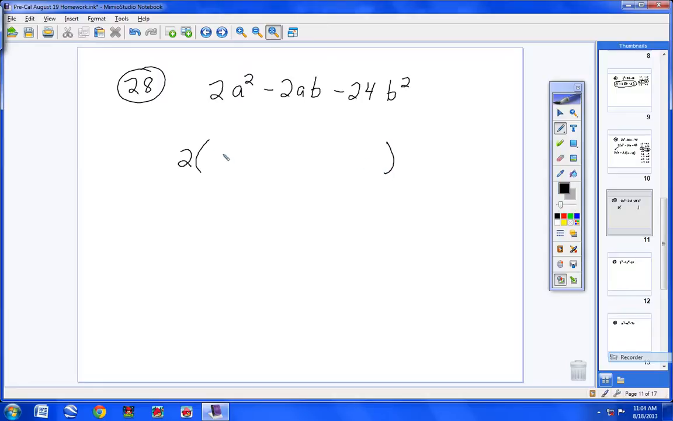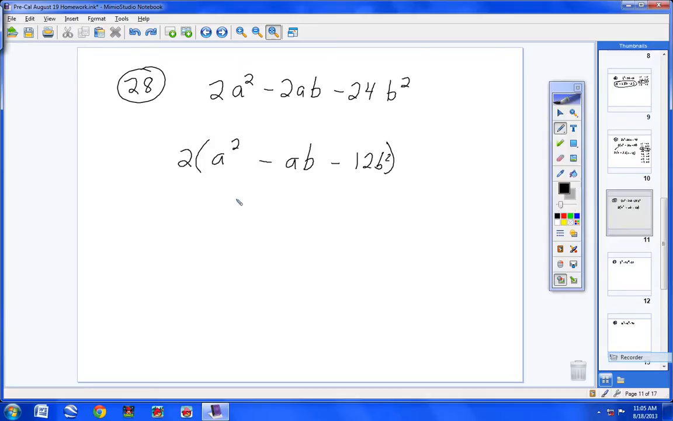So 2 times, I'm going to put an A squared here. 2 times A squared is 2A squared. Here I would put negative AB, because 2 times negative AB is negative 2AB. Then over here I put a negative 12B squared, because 2 times negative 12B squared is negative 24B squared.